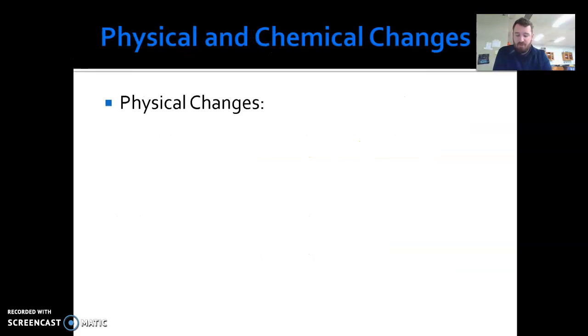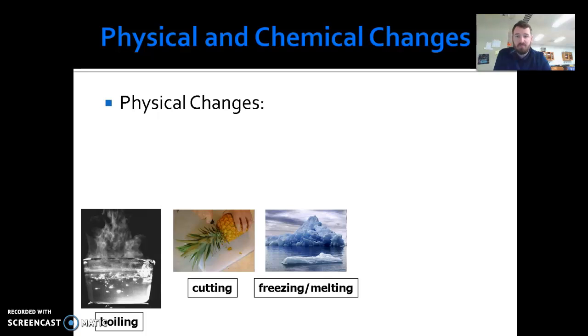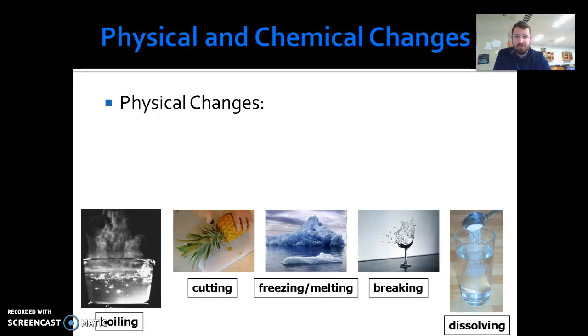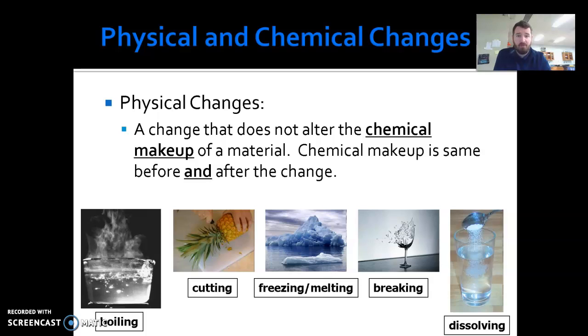Alrighty, so moving on to physical and chemical changes, right? These are different than properties. So properties are characteristics or attributes of a substance. Now these are going to be us making a change or altering our substances. So here are some examples of physical changes. We have stuff like boiling, cutting, freezing, breaking, dissolving. These are all things that we can test without changing the chemical makeup of our material. So it would be the same before and after.